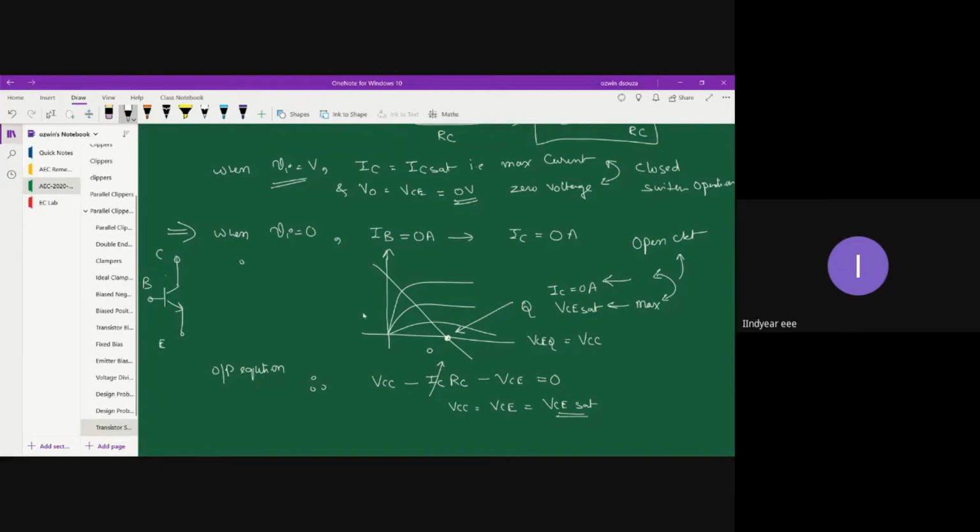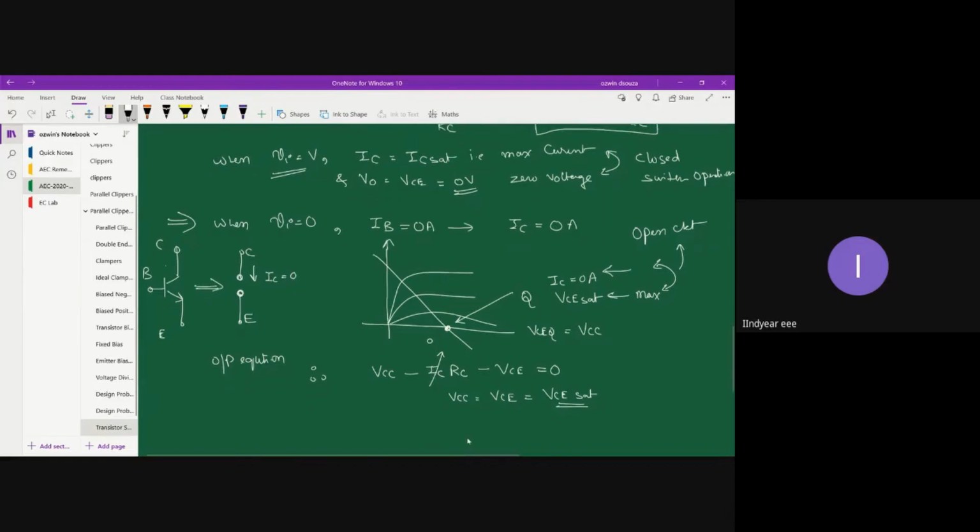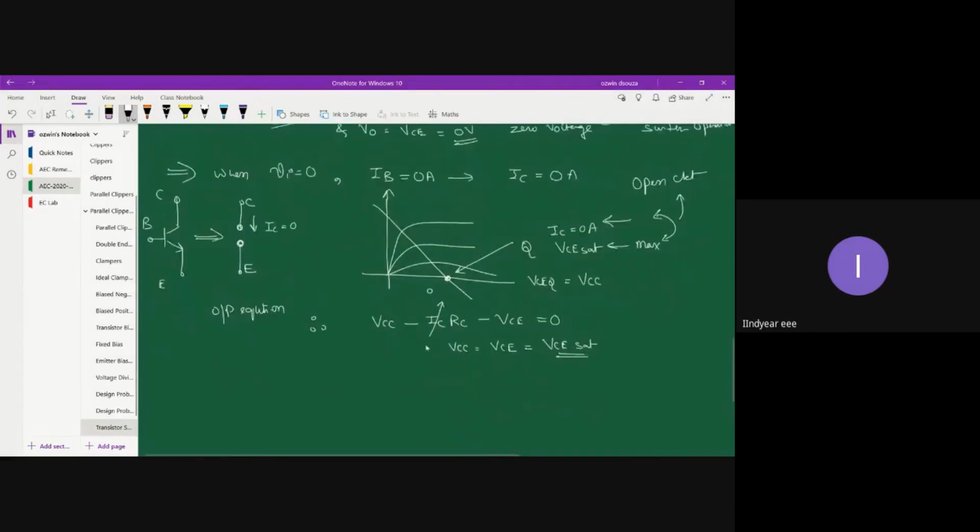So since the current is 0, there will be an open circuit between collector and emitter terminal, and you can say that IC is equal to 0. So this is the equivalent circuit for open switch operation. Therefore the output voltage V0. What is output voltage V0? It is VC, and that itself is VCE.